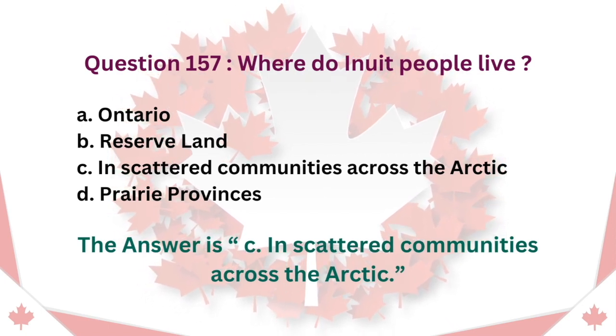Question 157. Where do Inuit people live? A. Ontario. B. Reserve land. C. In scattered communities across the Arctic. D. Prairie provinces. The answer is C. In scattered communities across the Arctic.